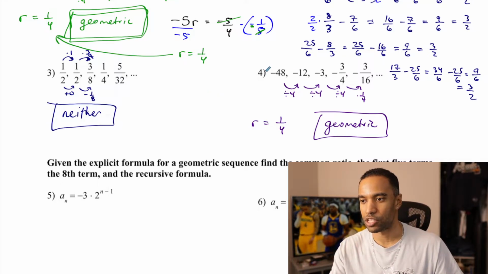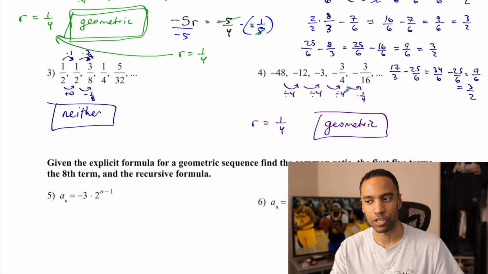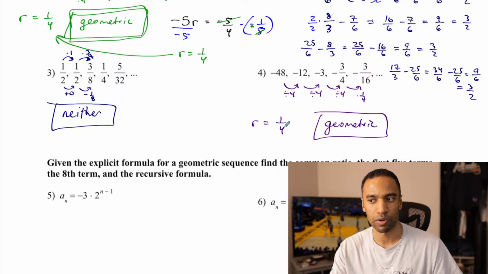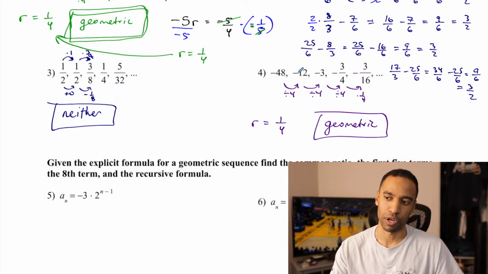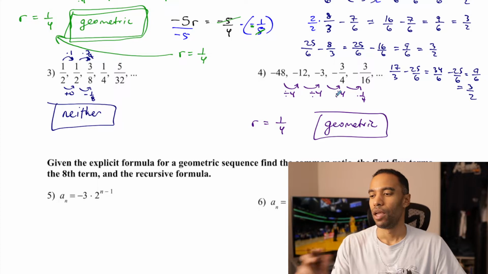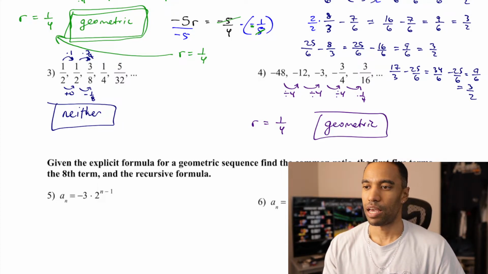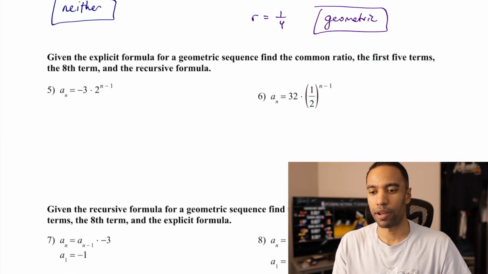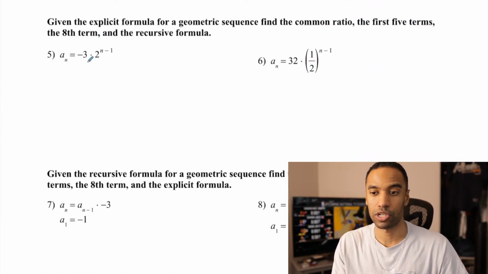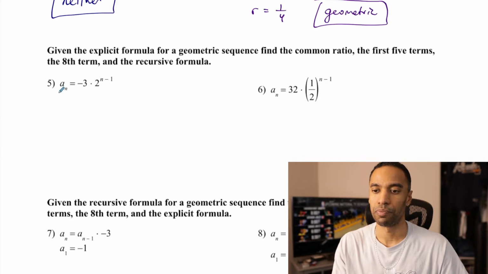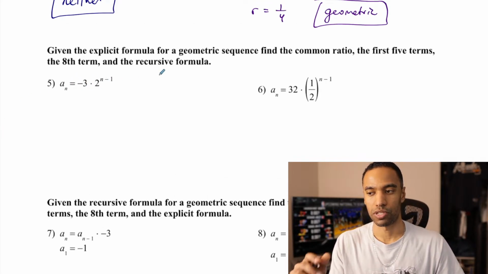And if you recognize something you can get out of it like this, I never used division to determine that it was 1/4, but you could have done -3 over -12 and gotten 1/4. For instance, that will give you a geometric sequence. Okay, that one was a little bit longer to talk about, but I hope you're understanding the idea of common ratio, because now we're going to get into how geometric sequences actually work.